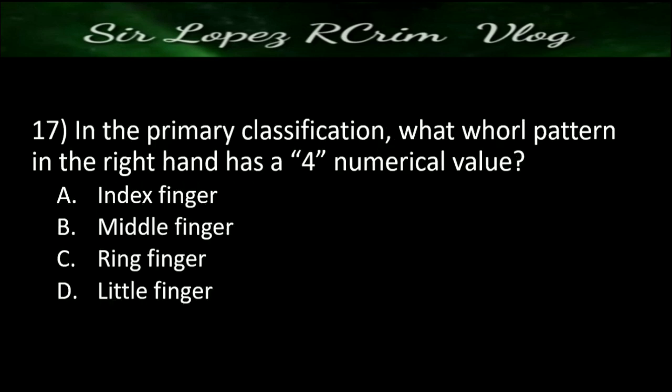17. In the primary classification, what whorl pattern in the right hand has a 4 numerical value? Letter A, index finger. Letter B, middle finger. Letter C, ring finger. Or letter D, little finger.